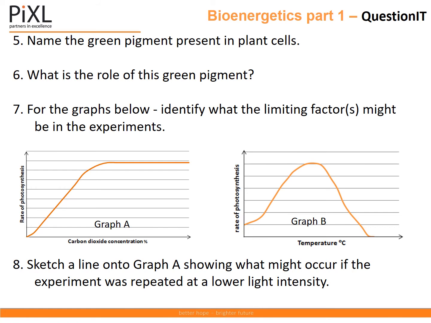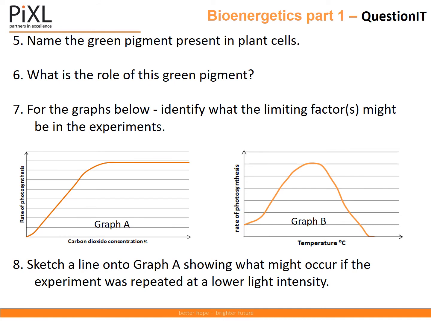So we have graph A, which has the x-axis labelled carbon dioxide concentration, and graph B that has temperature as the x-axis. And question 8, sketch a line onto graph A showing what might occur if the experiment was repeated at a lower light intensity. Slightly harder question. So have a go at what you think.